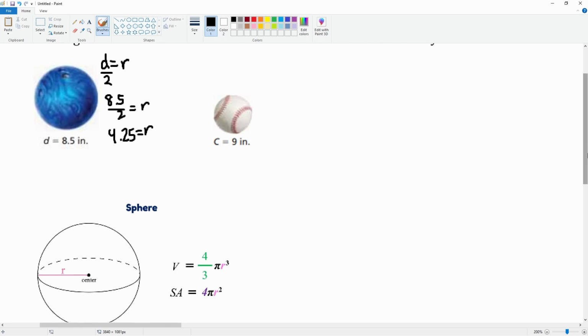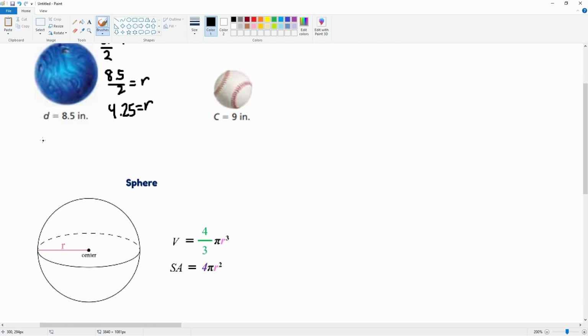Here I gave you the formula for the volume and the surface area. So the volume is going to be 4/3 pi r, with r being 4.25, cubed. We're going to leave it in terms of pi. 4/3, 4.25 to the third power. And this is going to get you roughly, volume is approximately 102.35 pi.